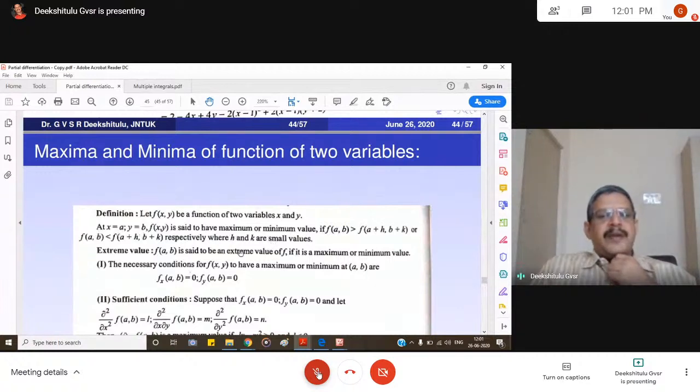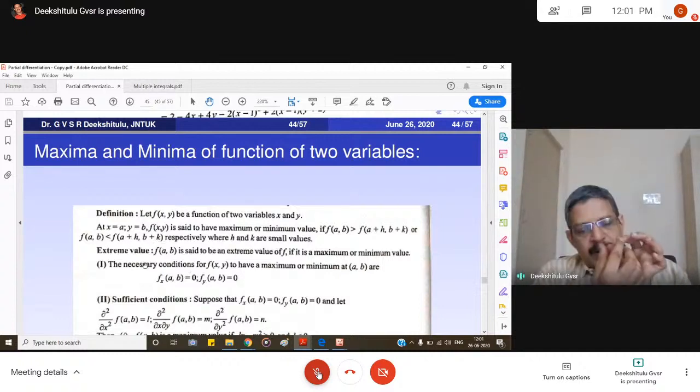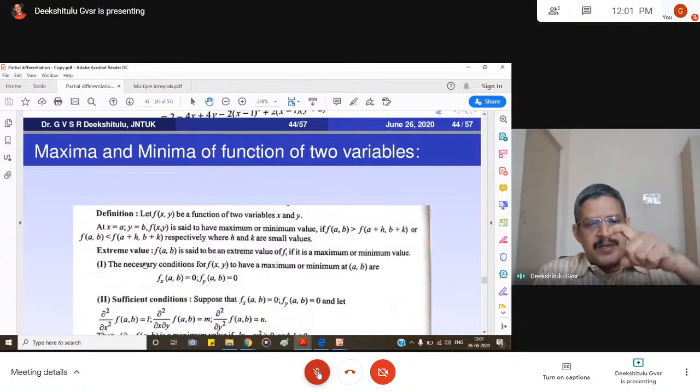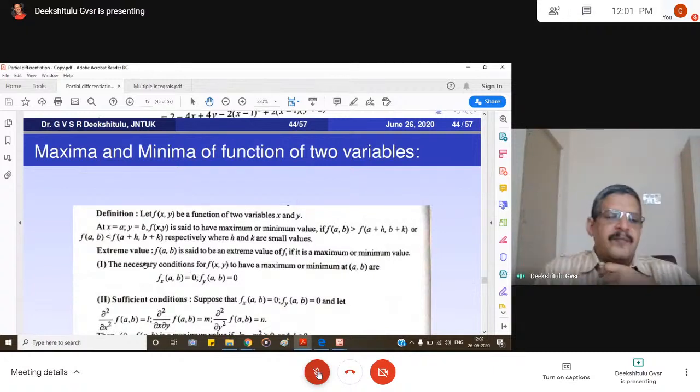f of x is to have a maximum or a minimum value if f of a, b is greater than, that means if f of a, b is greater than f of a plus h, b plus k, then f of a, b is maximum. And if f of a, b is less than f of a plus h, b plus k for any h and k, small values. That means, as I said, in a small neighborhood, if f of a, b is having the highest value, then we call it maximum. If it is going up like this, as I said this morning. So the necessary conditions.